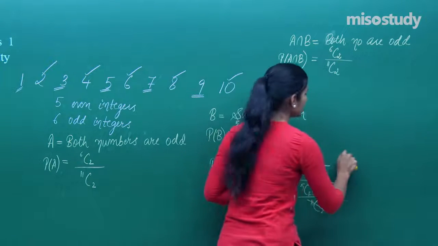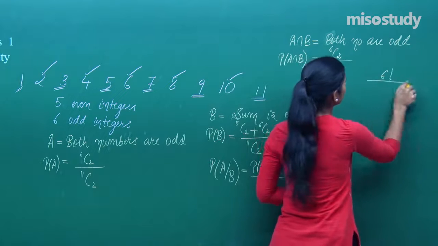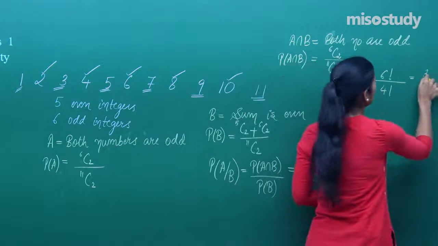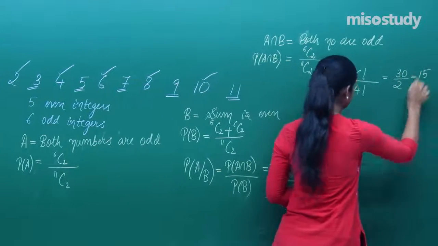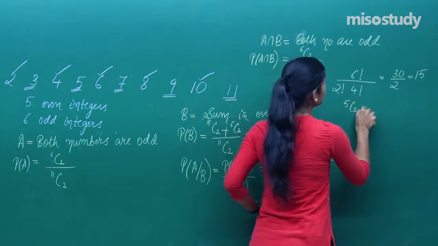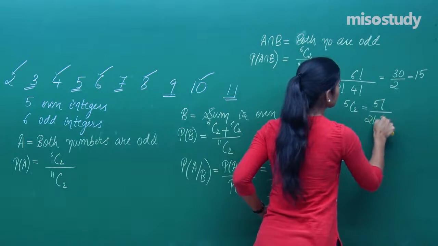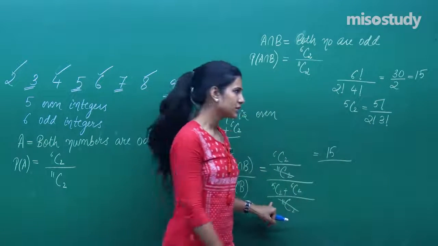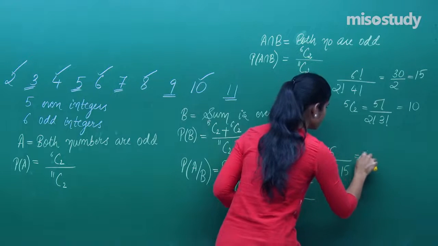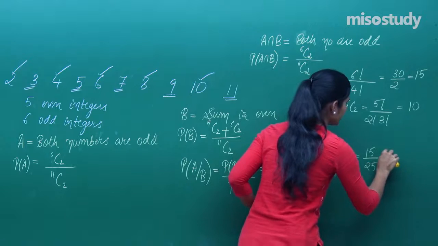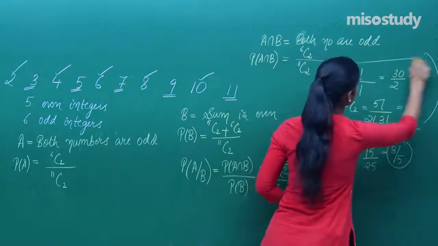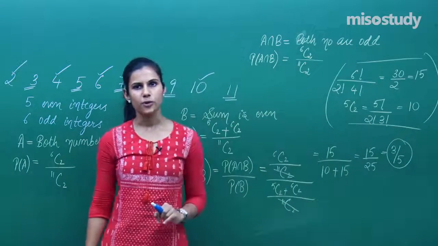This cancels out. You have 6C2, which is what? 6 factorial upon 2 factorial into 4 factorial, which is 30 upon 2, that is 15. 5C2, you all know 5C2. 5C2 is 5 factorial upon 2 factorial into 5 minus 2, that is 3 factorial. This gives you 10. Plus 6C2 is again 15. So this is 15 by 25, which is 3 by 5. That happens to be your respective probability.